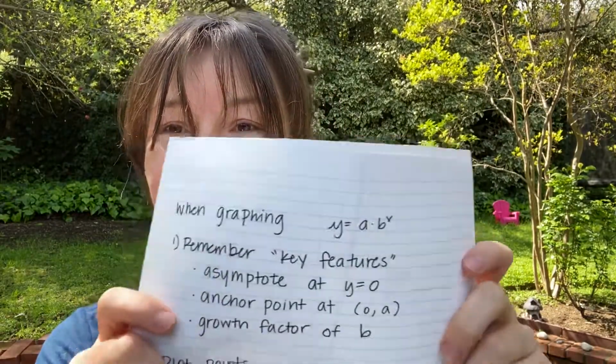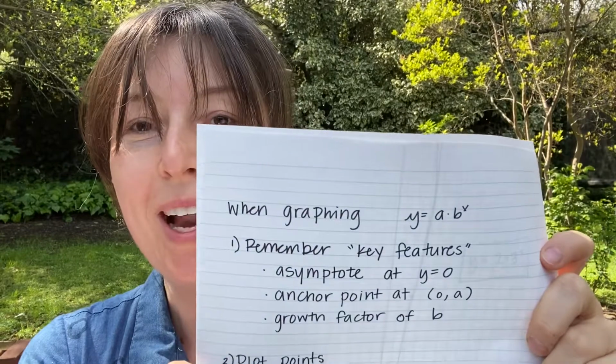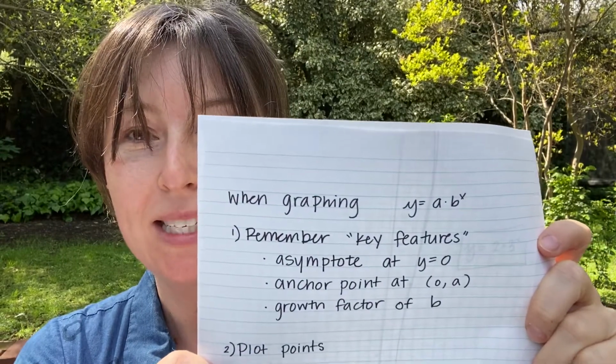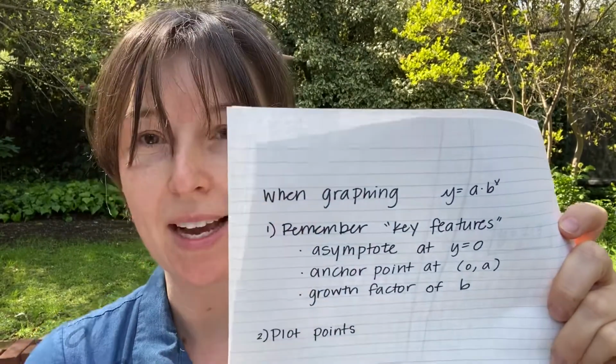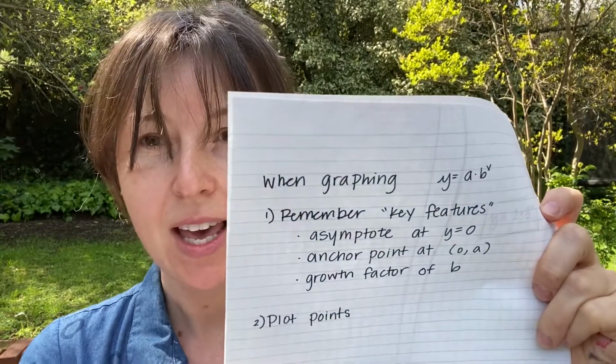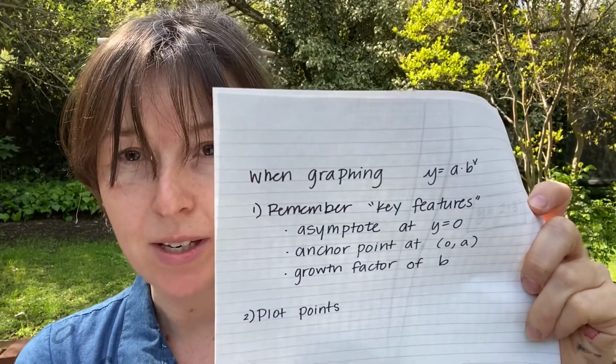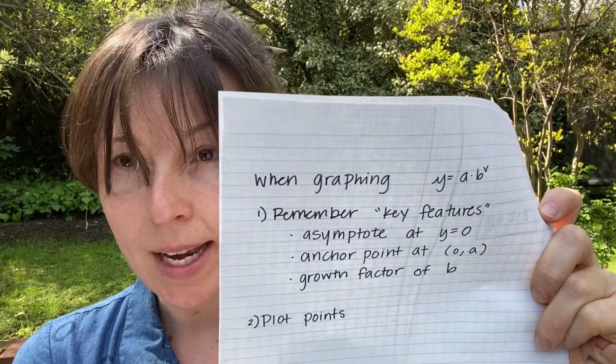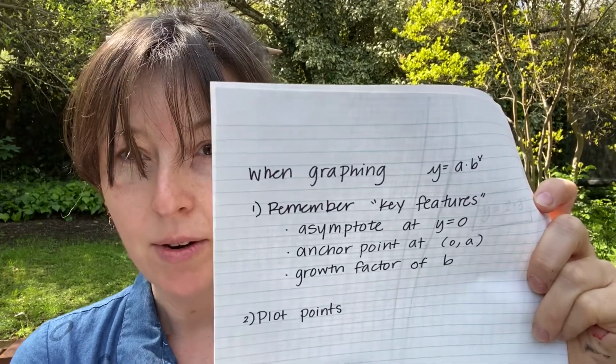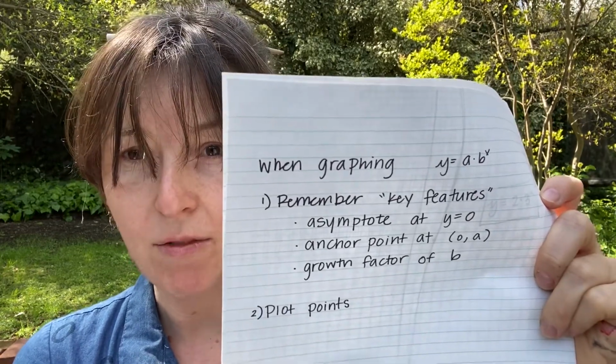So here it is. When graphing y equals a times b to the x, remember the key features. We've got an asymptote at y equals 0. We've got an anchor point at our initial value, (0, a), and we have a growth factor of b.